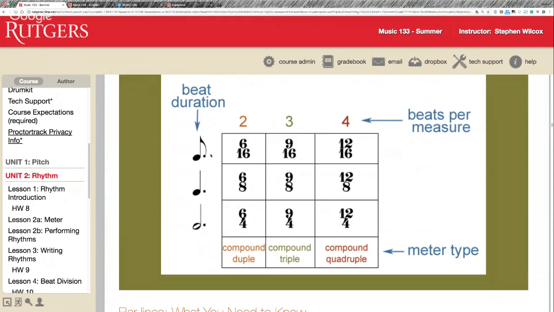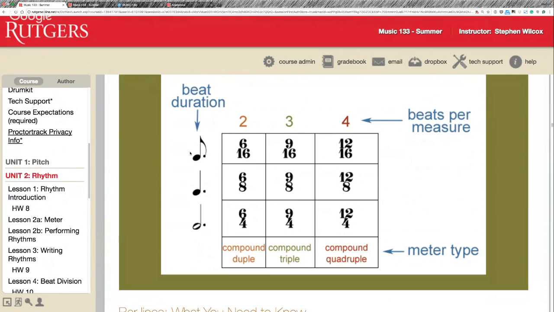Or sorry, let's start in 6/16. All right, I'm gonna take a breath. In 6/16, we have 2 beats. 6 divided by 3. So how many 16ths make up a beat? 3 16ths. And 3 16ths are a dotted eighth note, right?